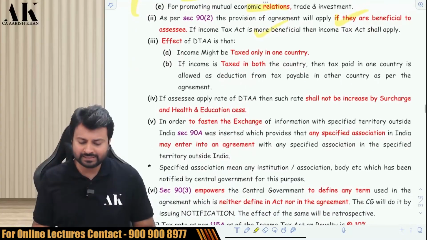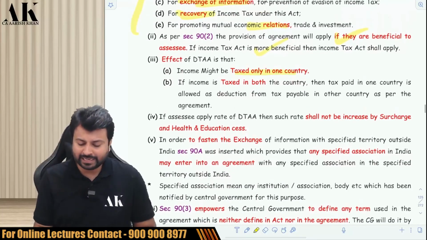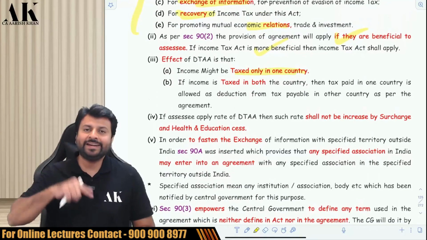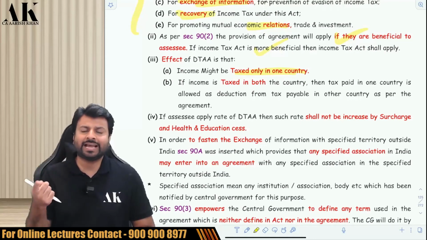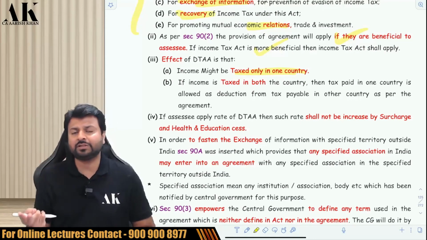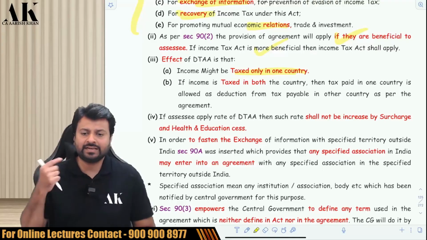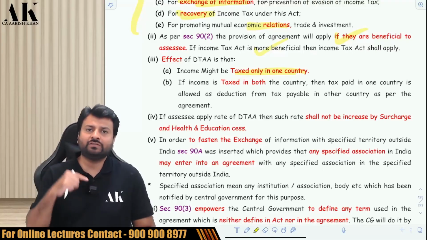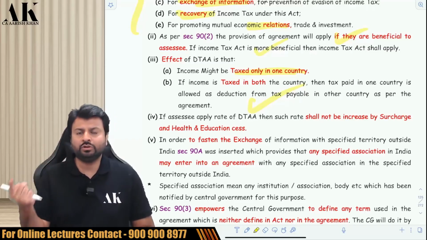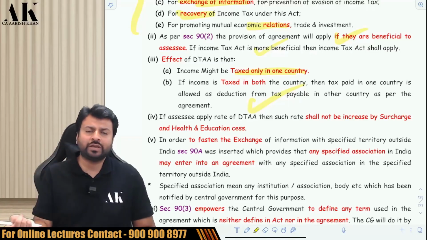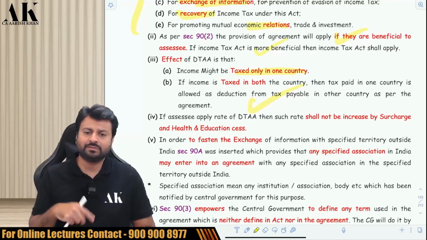Effect of DTAA is that one possibility is that the tax will be charged only in one of the country, either in India or in foreign country. One of the country will take tax, one of the country will exempt tax. The second possibility is that both country will take tax and the resident country will give that deduction of the tax paid in the foreign country. Okay, so if I am an Indian, if I go to UK and earn money, India will also take tax, UK will also take tax, but Indian government will give me some kind of relief from their end.